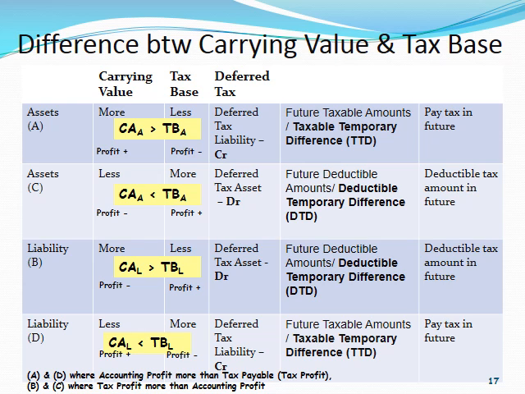However, if the carrying amount of a liability is less than its tax base, what we're going to have is a taxable temporary difference, TTD. For this case, we're going to credit deferred tax liability.